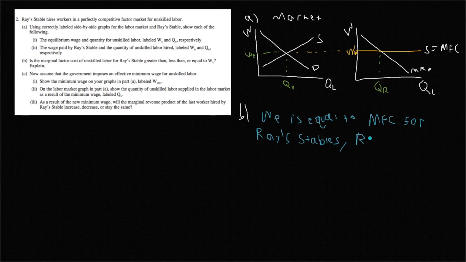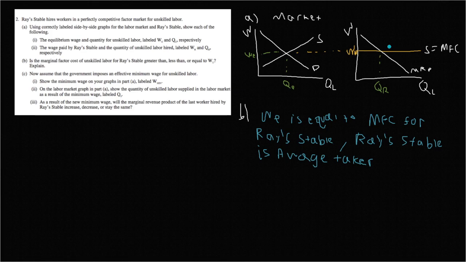Raise Stable is a wage taker. They take this wage and just roll with it.